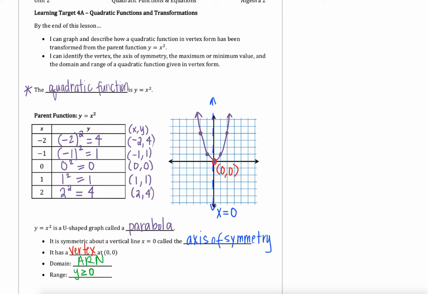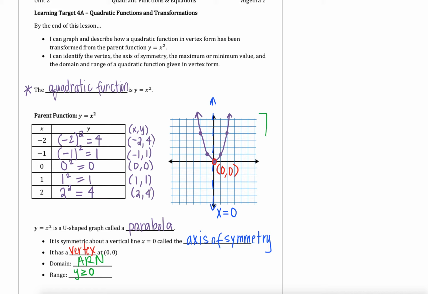Later on, once we start to talk about transformations, we're going to see how this vertex can change, and maybe if we do certain transformations, the vertex is no longer a minimum, but instead could become a maximum on our graph. Our domain for a quadratic function is all real numbers, since I can sub in any x value into x squared and get a real number out of that. So I can sub in the negatives, 0, and the positives.